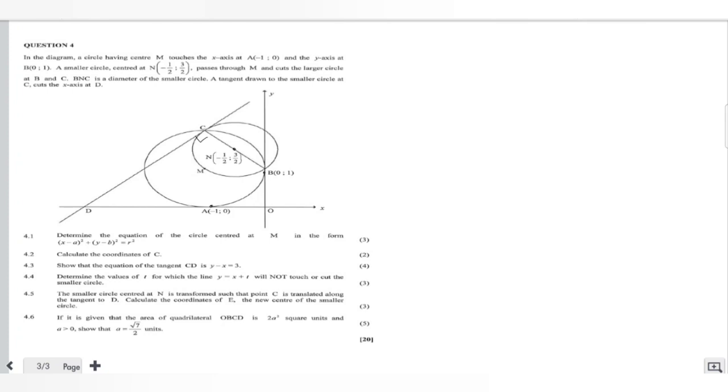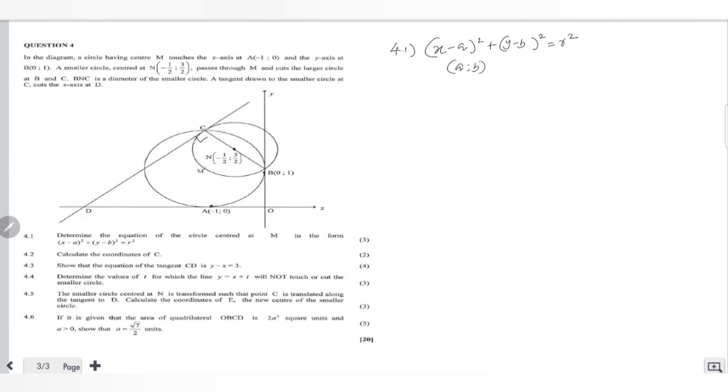Then what is the first question? Determine the equation of the circle with the center at M in the form (x minus a) all squared plus (y minus b) all squared is equal to r squared. So 4.1, you have to write the equation, and here you have to find a, b and r. What are a and b? (a, b) is the center of the circle. You all know that.